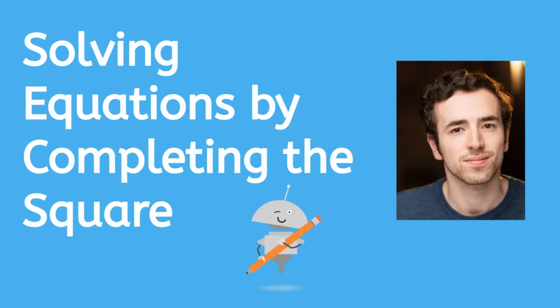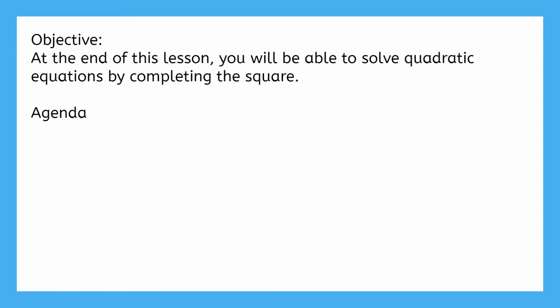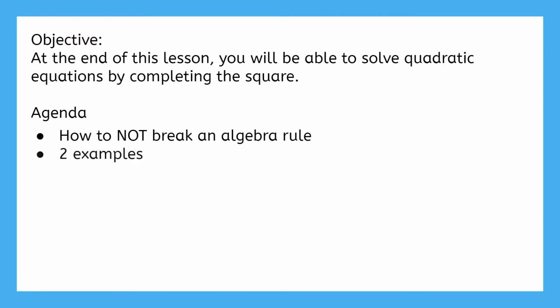In the last lesson, we learned what it means to complete the square, but we didn't learn how it's actually used. Plus, we had to break an algebra rule to do it, and we never want to do that again. In this video, you'll learn how to use completing the square to solve equations, and how to avoid breaking math rules ever again. By the end of this lesson, you will be able to solve quadratic equations by completing the square. First, I'll show you how to complete the square without breaking an algebra rule, and then we'll practice on 2 examples, along with one more example that you can try on your own.